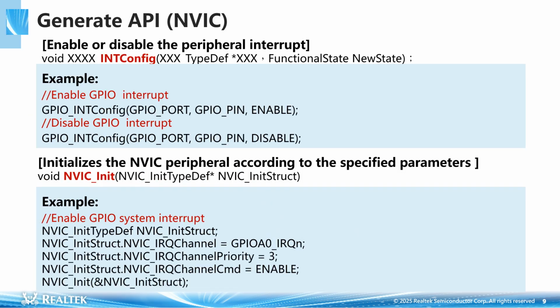This section introduces the configuration of interrupts and the NVIC. You can call the interrupt config function to enable or disable interrupts as needed. The following example is based on the GPIO. If you want to enable or disable the input interrupt, you can refer to the following code. If you want to configure NVIC interrupt, you need to initialize the NVIC module.